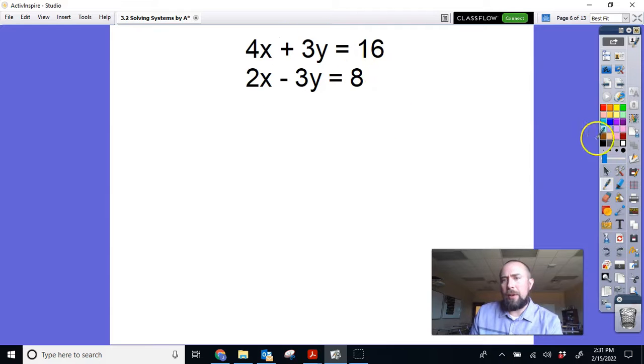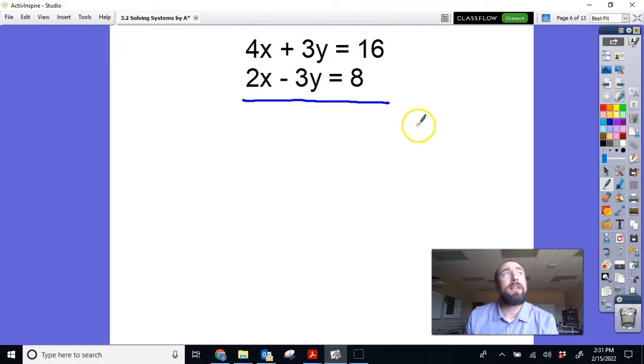Remember, I lined them up first. Then I looked and I realized I've got positive 3y, negative 3y. Those are opposites of each other. I'm going to add these two equations together. This is again why I call it the addition method.